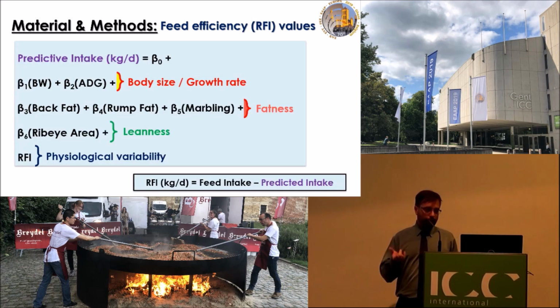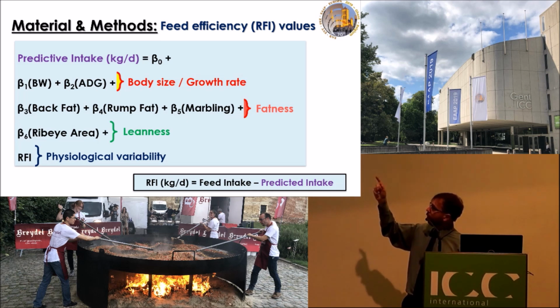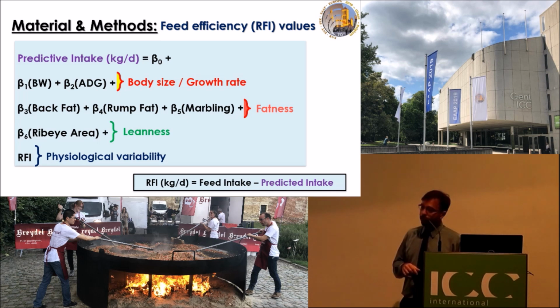The calculation of residual feed intake was done by accounting for body size and growth at the top, and then we have fatness traits, so 3 of them, and then a trait to indicate leanness. And what's not explained by those traits was our physiological variability, or the RFI.